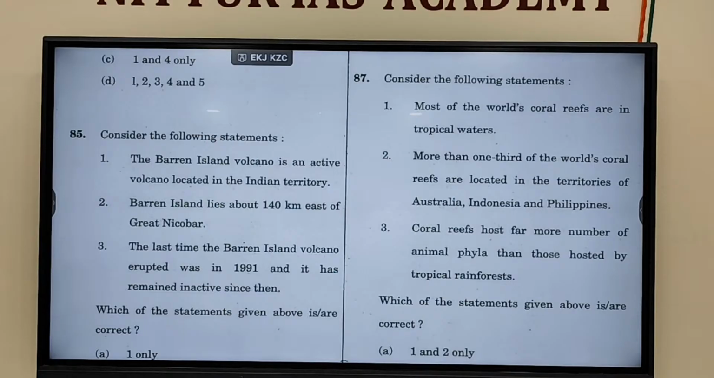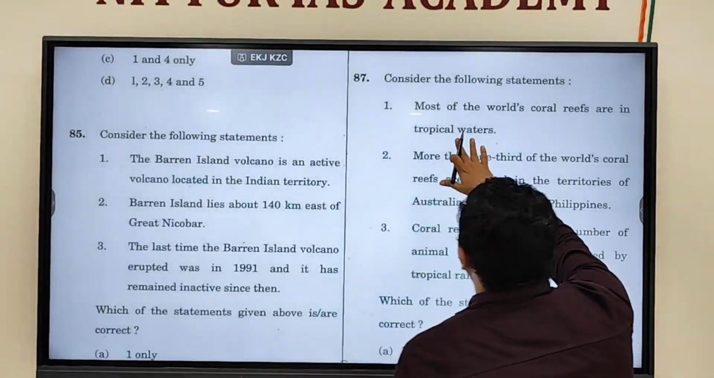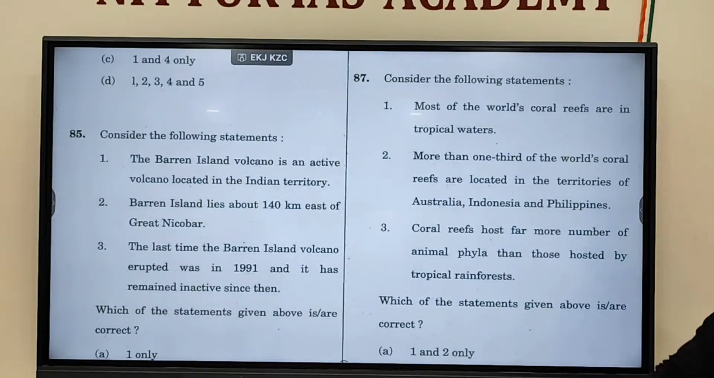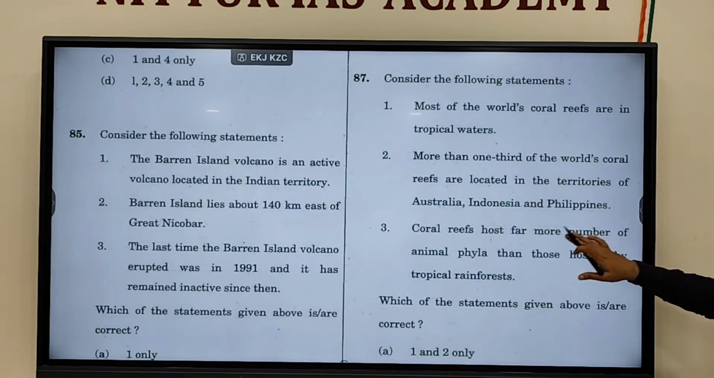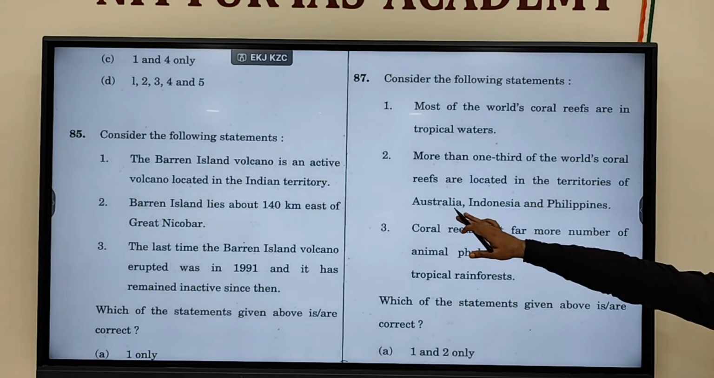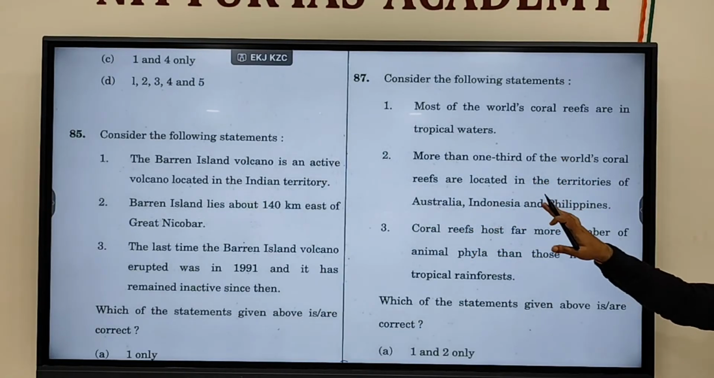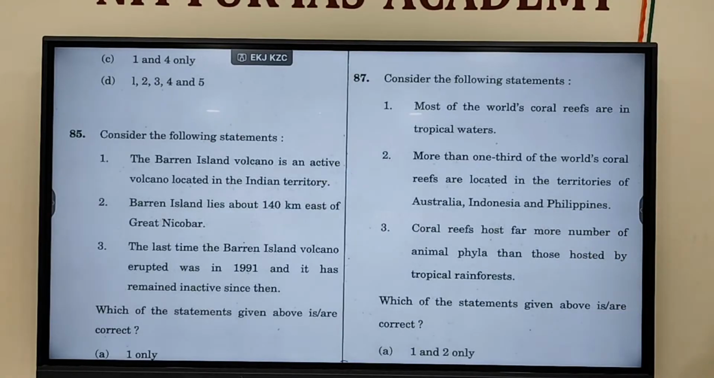Here all three statements are correct. Most of the world's coral reefs, just now we discussed why they are found. We have written tropical or subtropical waters. So that's why the first statement is correct. One third of the coral reefs, just now we discussed, best example is Great Barrier Reef, Australia. So Australia, Indonesia, Philippines. These are the tropical regions. You'll see a lot of coral reefs in this region. Even the third is also there.